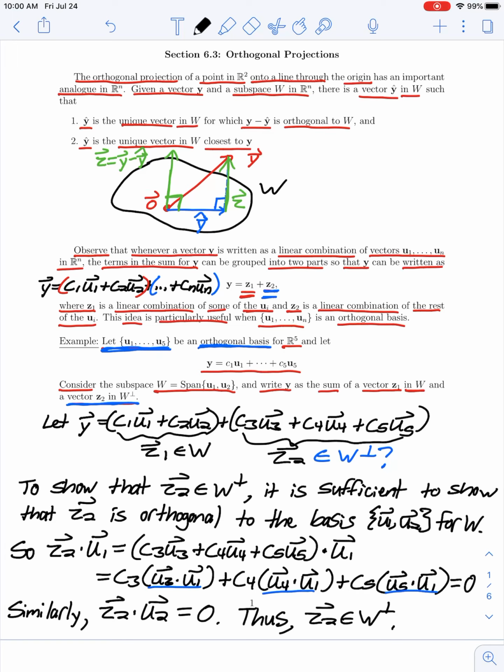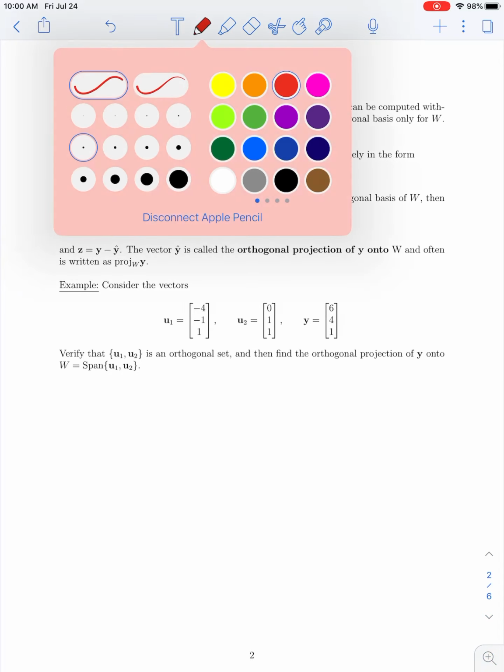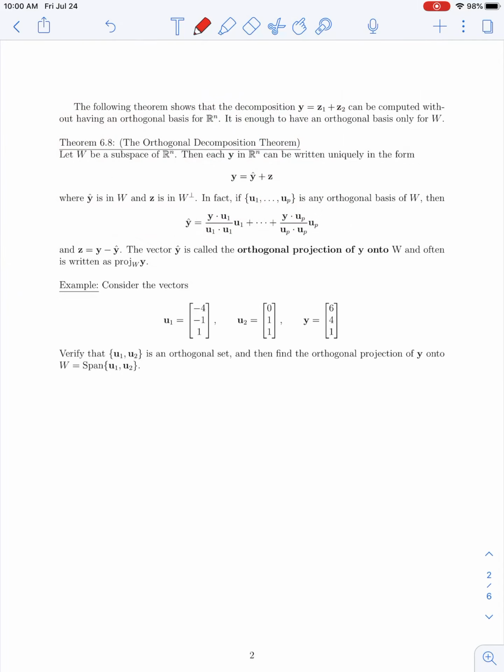So in this example, we've illustrated that if we have an orthogonal basis for our space, R5, then we can decompose any vector within that space into the sum of two vectors, one lying in a subspace W and the other being orthogonal to that subspace. Now, our next theorem will show that this decomposition can be computed without having an orthogonal basis for all of Rn. In fact, it is enough to have just an orthogonal basis for the subspace W.